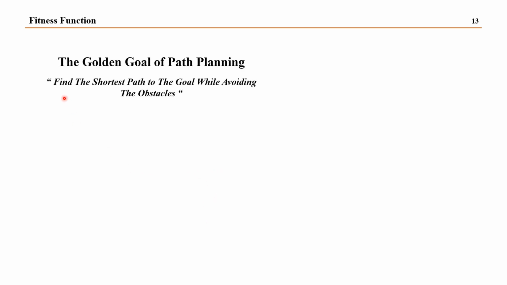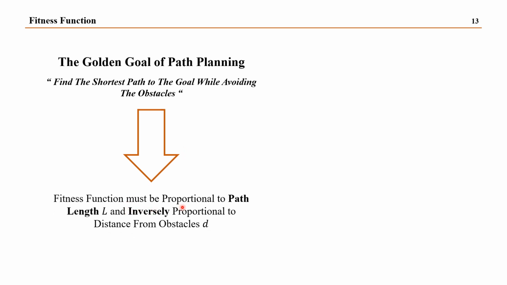To get there, we need to remind ourselves of the golden goal of path planning. That is, get to the goal in the shortest path possible while avoiding the obstacles at all costs. So to put this in quantitative terms, the fitness function must be proportional to the path length, because we want this minimized, and inversely proportional to the distance from the obstacle, d, because we want this to be as big as possible.